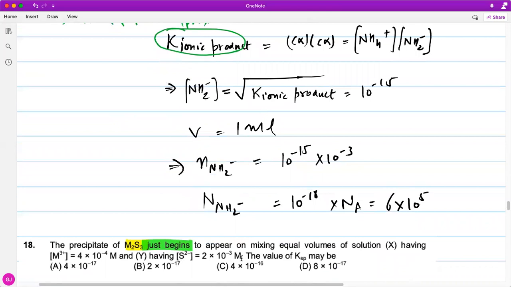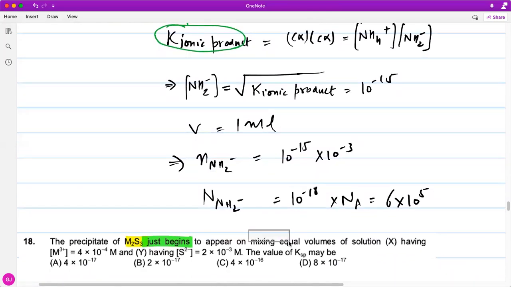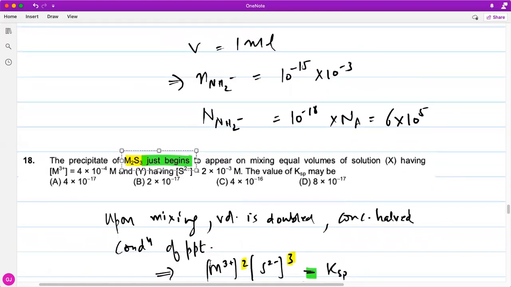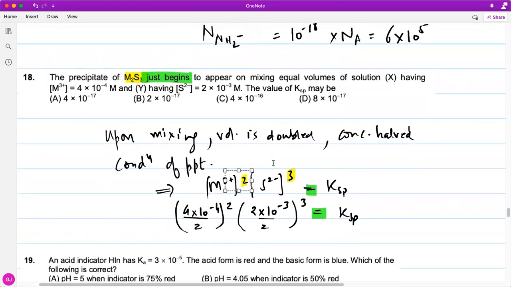The 18th question is quite straightforward. The only careless mistake you might have made is that mixing is the catchword, because these concentrations are given before mixing. So you'll have to use the after-mixing concentrations while putting the condition for just precipitation, which is Qsp equal to Ksp. Of course, don't forget about the stoichiometry. These coefficients are going to run in the powers.